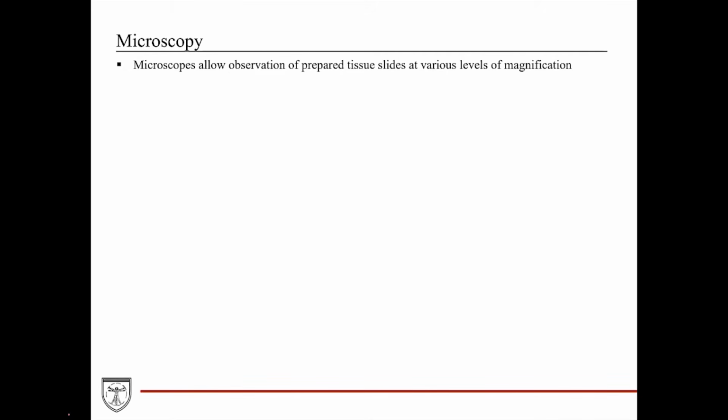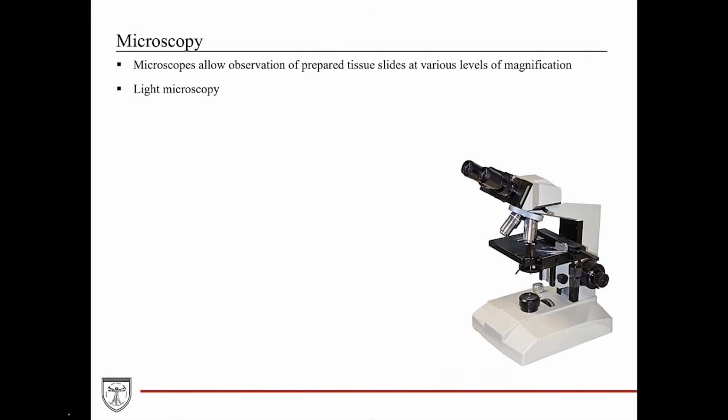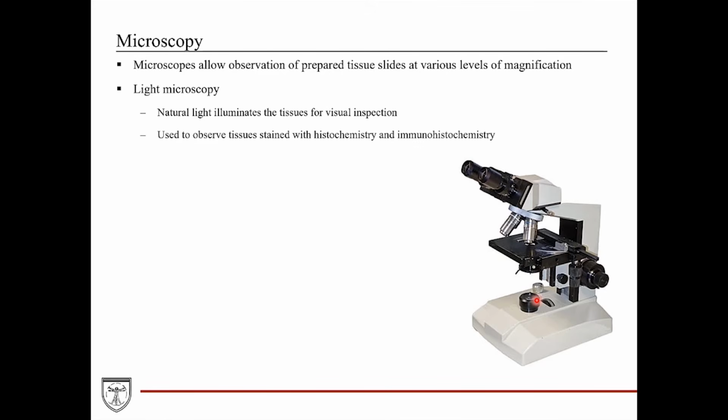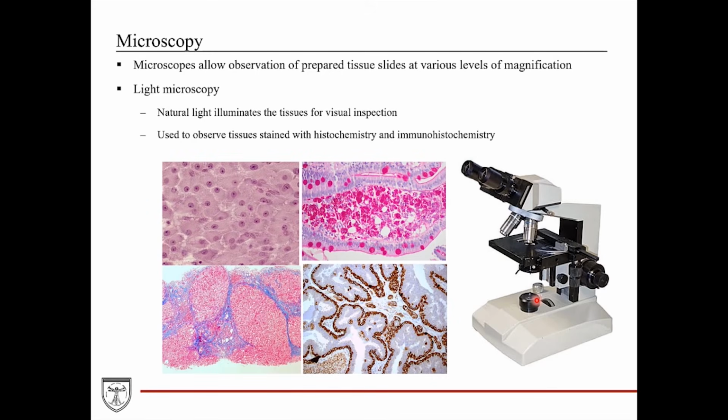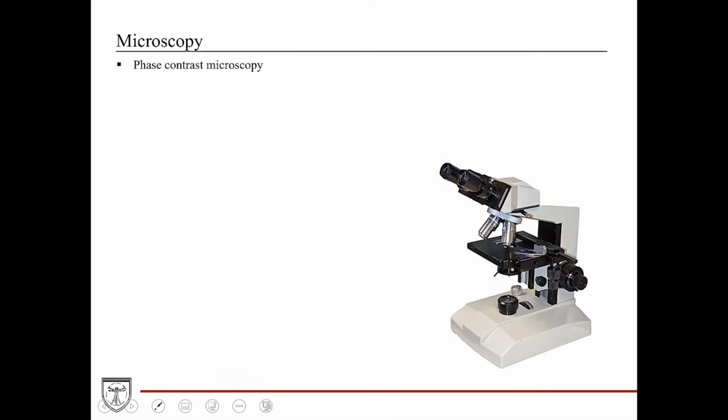The most common type of microscope is the light microscope. These typically have an eyepiece, objective lenses, the stage where the glass slides can be mounted upon, the focal adjustment, and a light source down here. And of course, the source of illumination for light microscopy would be the natural light. It is used to observe the tissues that are stained with histochemistry as well as immunohistochemistry.